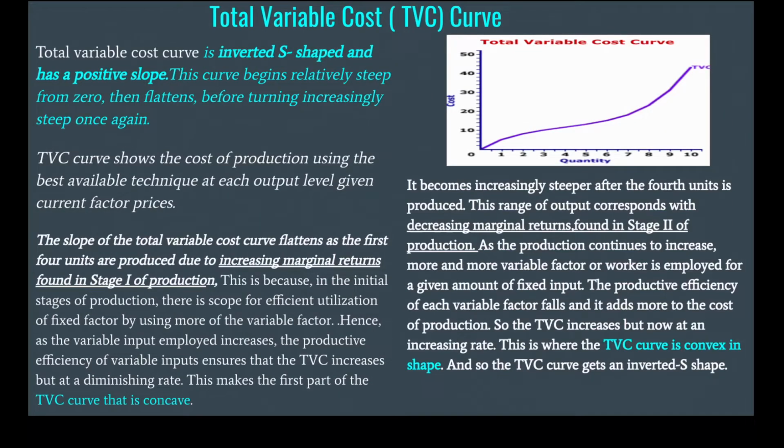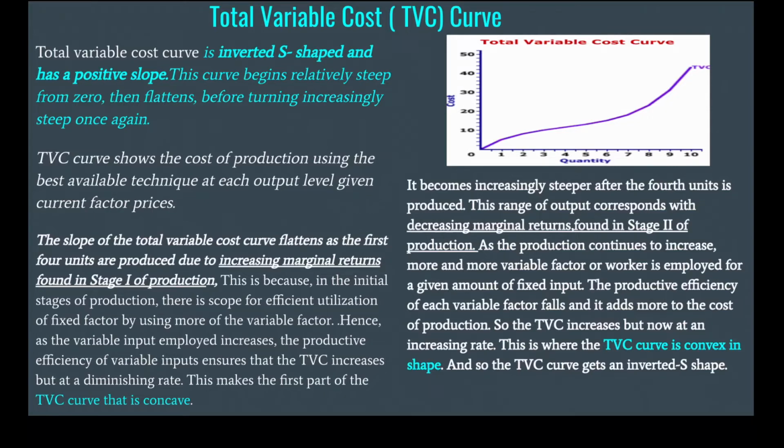Total variable cost curve. The total variable cost curve is inverted S-shaped and has a positive slope. This curve begins relatively steep from zero, then flattens before turning increasingly steep once again. The TVC curve shows the cost of production using the best available technique at each output level given current factor prices.